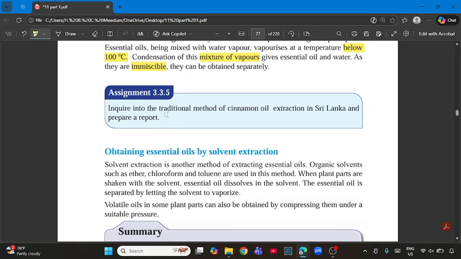Assignment: Inquire into a traditional method of cinnamon oil extraction in Sri Lanka and prepare a report. You can search on YouTube. There are nice extraction methods shown there.